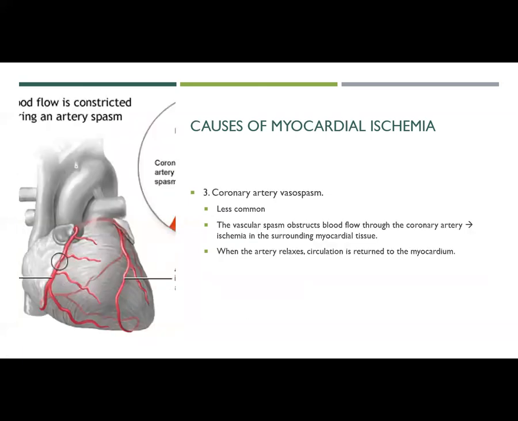Coronary artery vasospasms are less common. The vascular spasm obstructs blood flow through the coronary artery, causing ischemia in the surrounding myocardial tissues. When the artery relaxes, circulation is returned to the myocardium. So basically what happens here is the artery just basically quivers. And when it quivers, that's what's causing the decreased blood flow because it's not flowing appropriately.